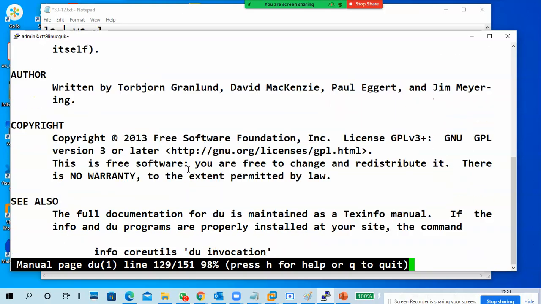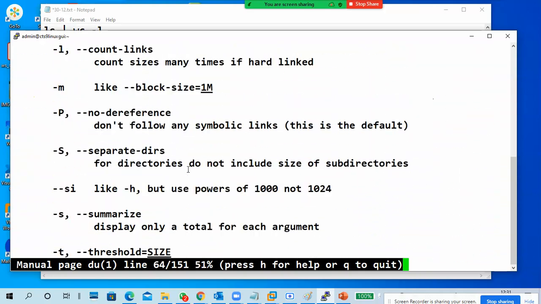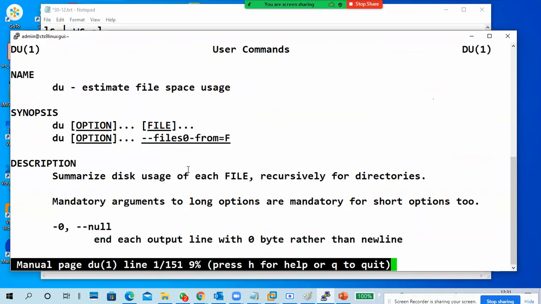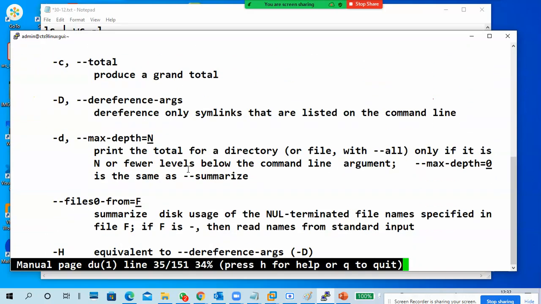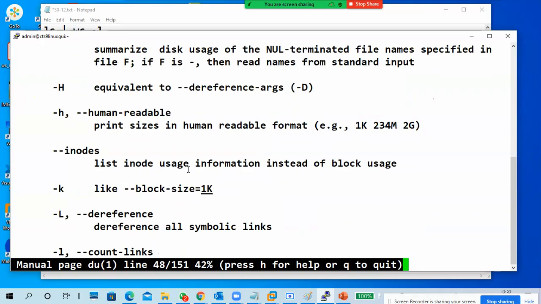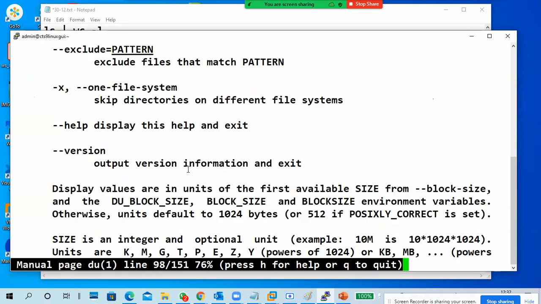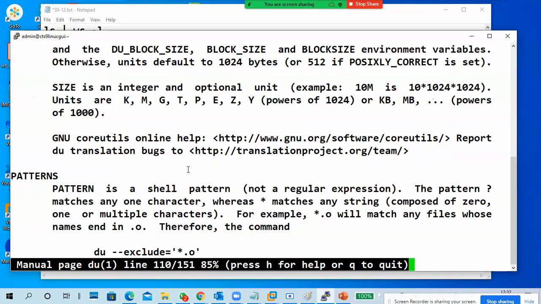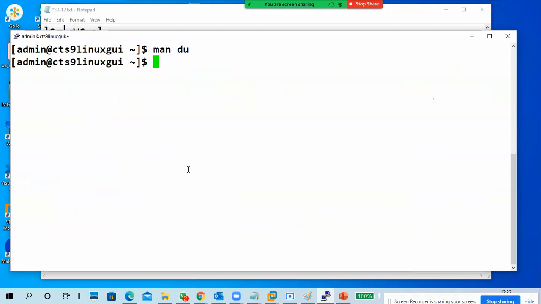So about your command, the options of the command, and how to use the command, entirely it is a document. This is one of the things. There are a lot of things. This is the one I'm telling. Press Q to quit from here.